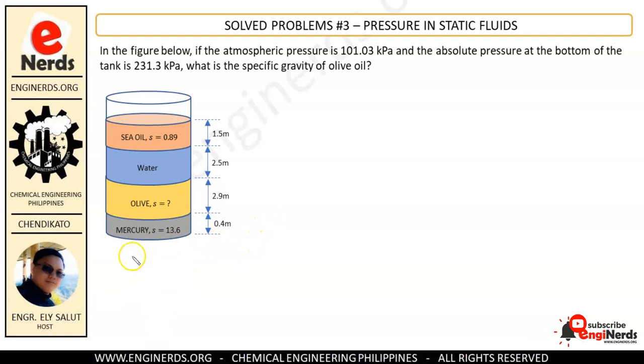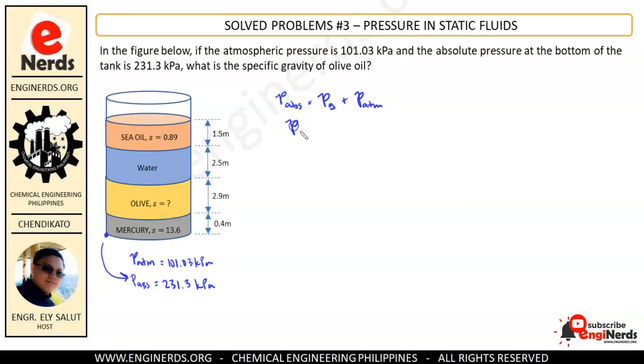So, ang given muna natin is our atmospheric pressure, which is equal to 101.03 kilopascal, di ba? And then, the absolute pressure at the bottom of the tank is equal to 231.3 kilopascal. Okay, now in order to proceed with this calculation, we have to get the gauge pressure at the bottom of our tank. So how are we going to do that? If you remember sa ating lecture video, we have a formula in which the absolute pressure is equal to the gauge pressure plus the atmospheric pressure, no?